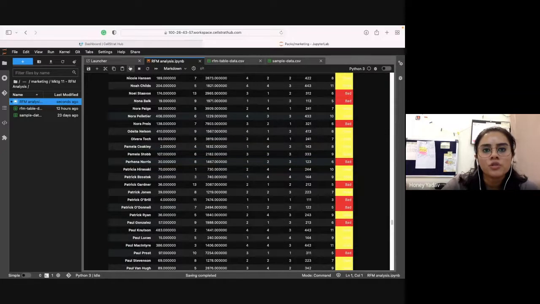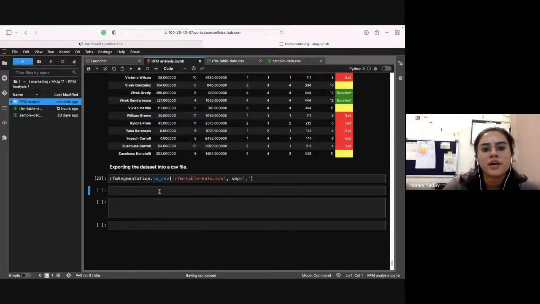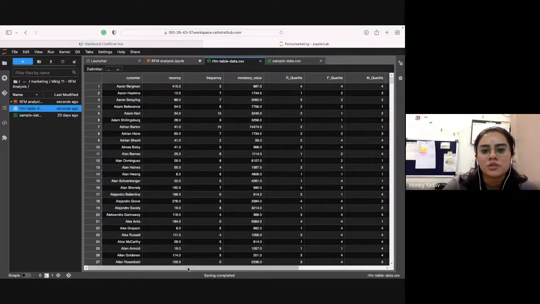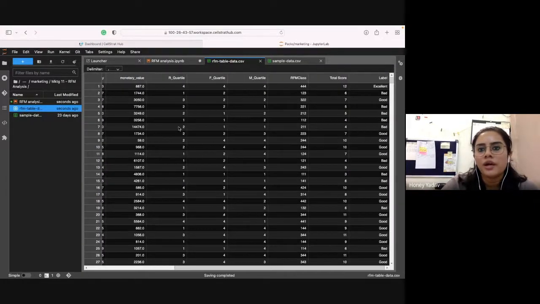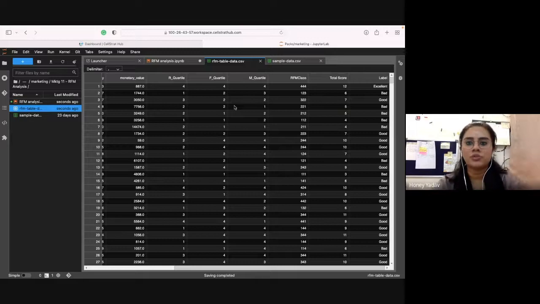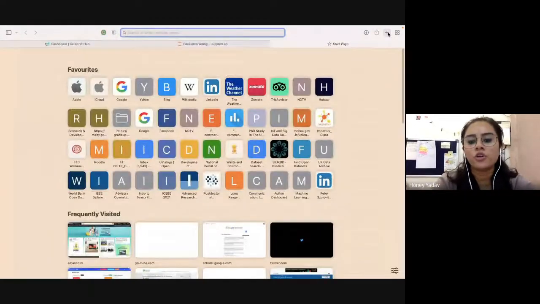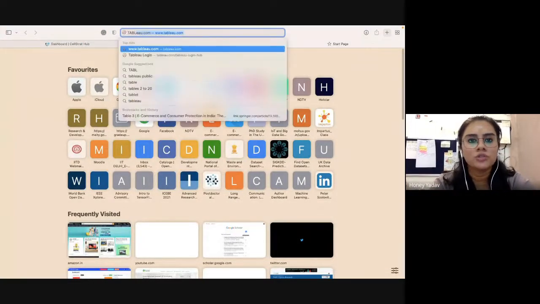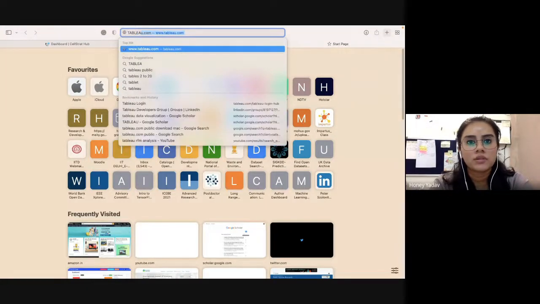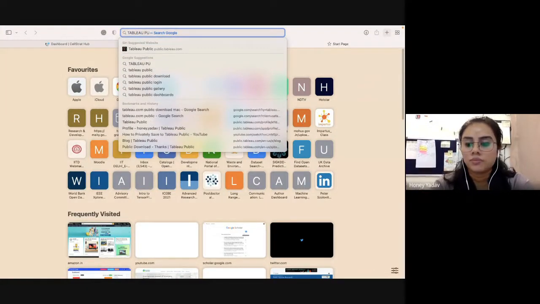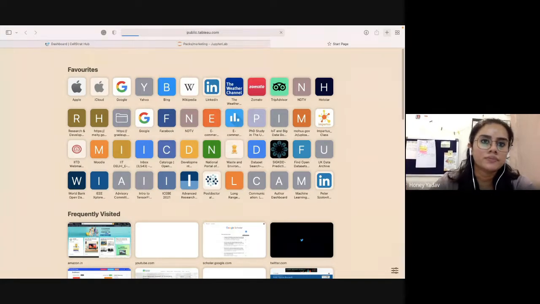One thing you can also do is export this file into the CSV that you are seeing here, the RFM. This whole file you can have. And lastly, when you represent to your team or your managers, one thing you can do is use a data visualization tool, let's say Tableau Public login.